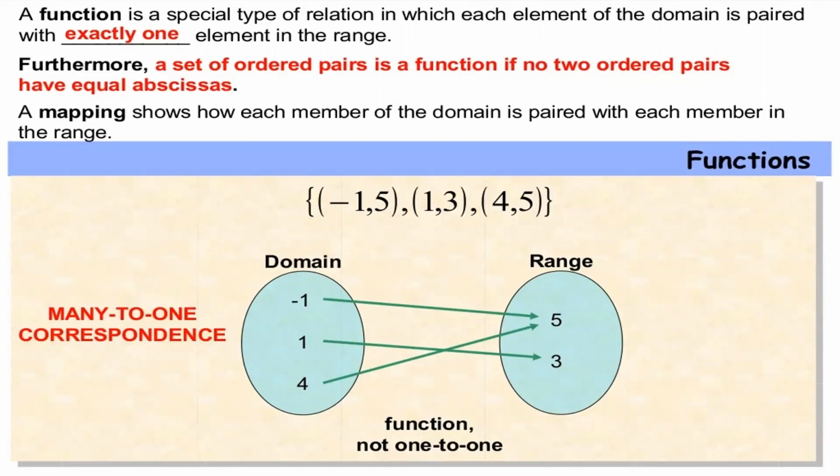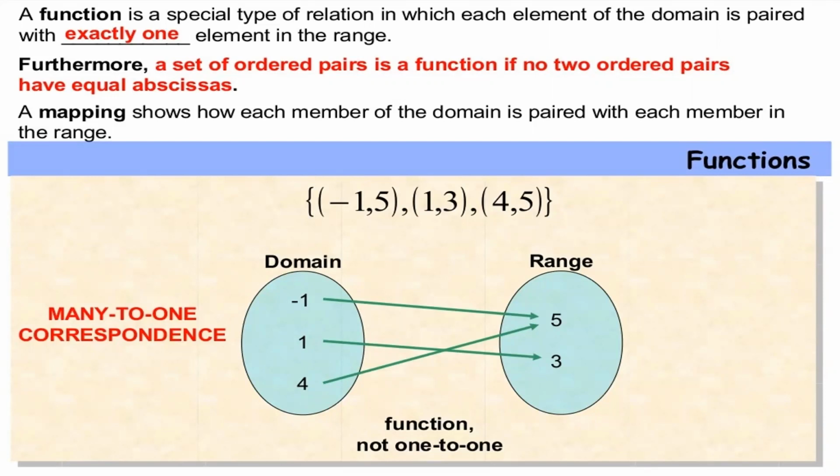So, how about this? Another example. We have our set of ordered pairs: (-1, 5), (1, 3), and (4, 5). So let's do the mapping. Let's list all the domain. We have -1, 1, and 4. And then let's also list the values of our range, which are the y. We have 5, 3, and 5. As you observe, there are two values of 5.